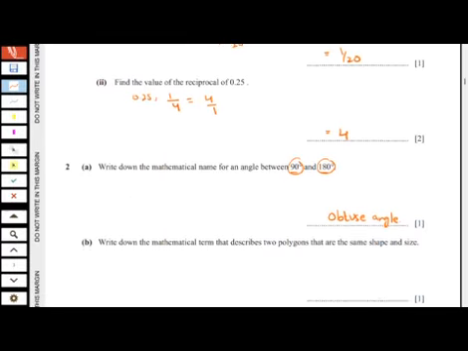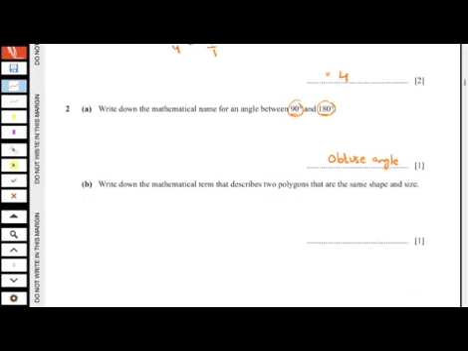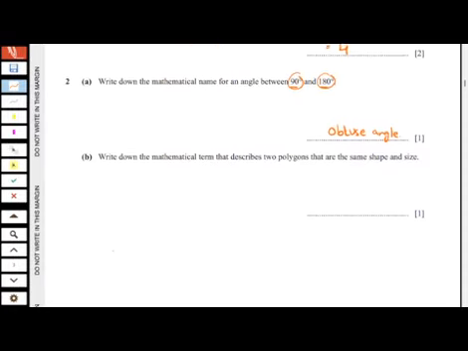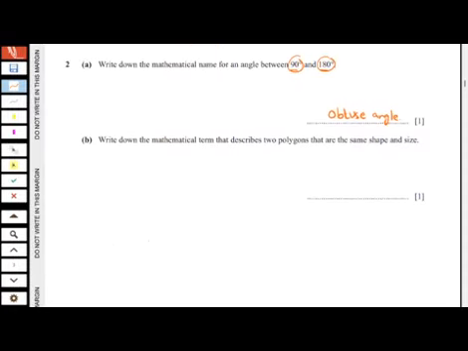Part B, write down the mathematical term that describes two polygons that are the same shape and size. When two polygons are congruent, it means they have the same shape and size. So the answer is congruent.